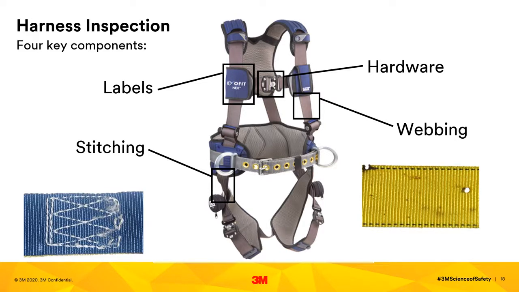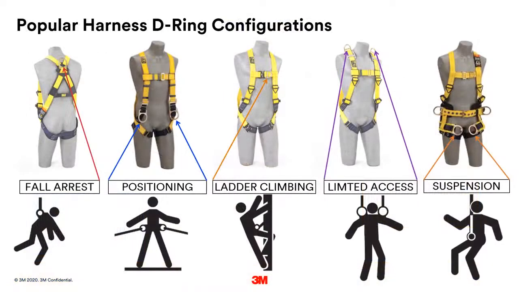Harnesses can be cleaned with mild soap and water and then air dried. Harnesses have a working weight capacity of 130 pounds to 310 pounds. DBI Sala and Protecta harnesses are tested to 420 pounds. At a minimum, a harness must have a dorsal D-ring for fall arrest, normally referred to as the back D-ring. All other D-ring configurations are optional and dependent on the work to be done.